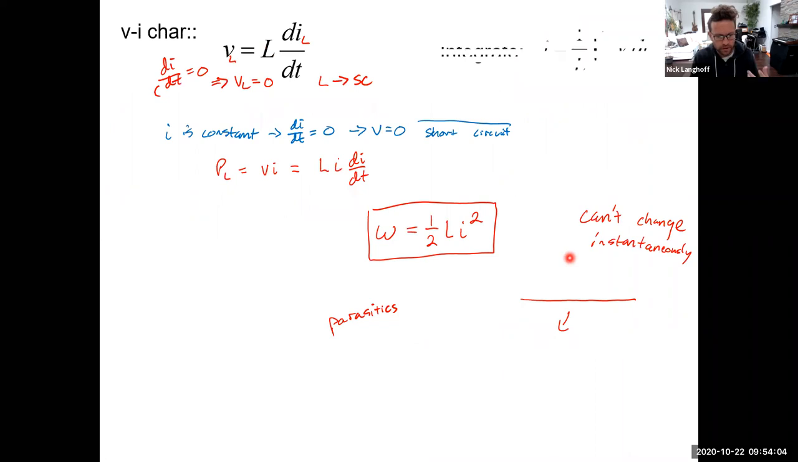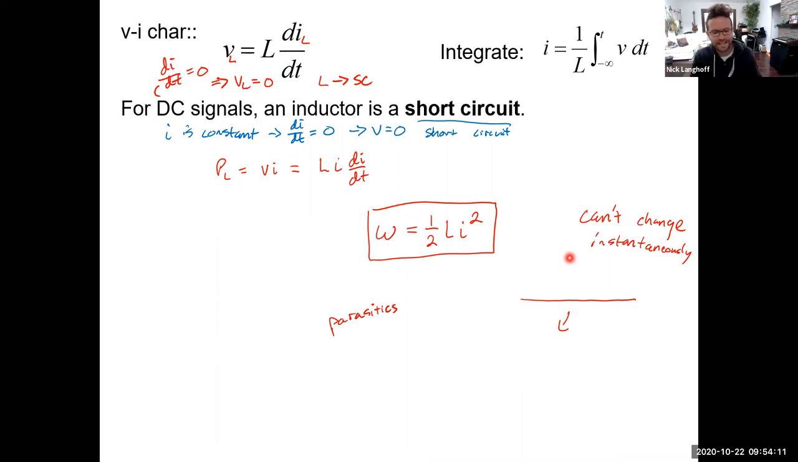And we went through some important characteristics: for a DC signal, the current is constant through an inductor, and therefore di dt is zero. And if di dt is zero, that means the voltage across the inductor is zero. So an inductor under DC conditions behaves like a short circuit. And we're going to explore that fact a little bit more today.